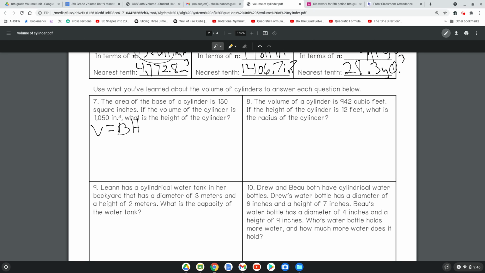And on this one, they give us the area of the base. So we don't really need to write pi r squared because they already give us that. They tell us the volume is 1,050, so we should write that under volume. The area of the base is 150. And we don't know the height, so I'm just going to put h there. And then that should look like a normal equation. And so we're going to divide by 150. And you get 7. And the height is inches.